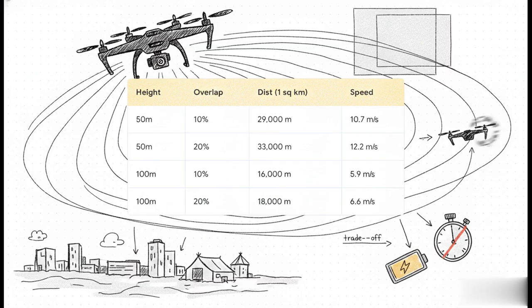But if you double that height to 100 meters, your camera sees way more at once. The total flight distance plummets to 16,000 meters, and the drone can fly a lot slower, at 5.9 meters per second. But wait, you have to factor in operational overlap. A sudden gust of wind means the drone tilts, and boom, you missed a frame. Bumping that overlap to 20% to be safe means the drone now has to fly further and faster to finish before the battery dies. Literally everything is a meticulously balanced, extremely detailed mathematical trade-off.